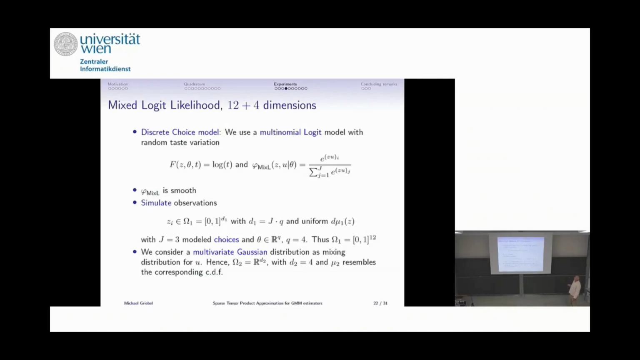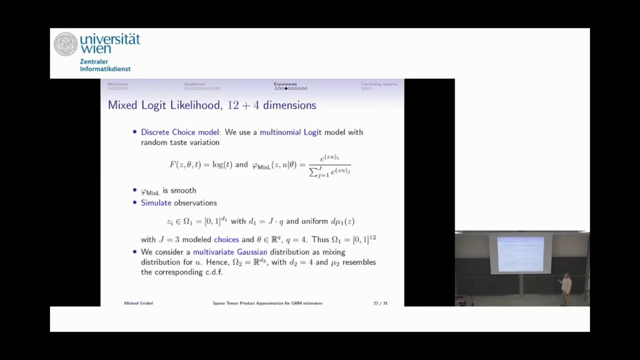We have a discrete choice model. For specialists, this is a multinomial logit model with random taste variation. And if everything boils down, the f is a logarithm, as again, and the psi, the inner function, is this strange function. The psi is smooth, completely smooth. But as Albert says, we have to simulate the observations in omega 1. They are, by the way, J times Q, the uniform distribution, but we still have random simulations here.